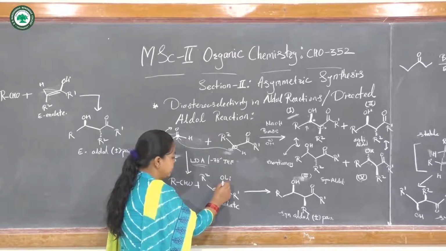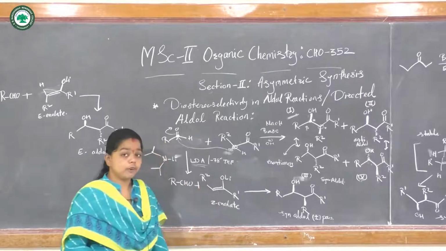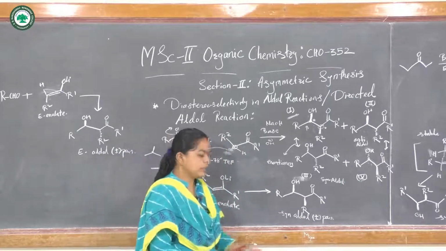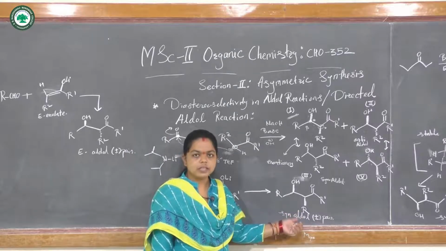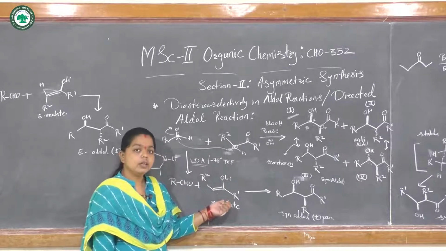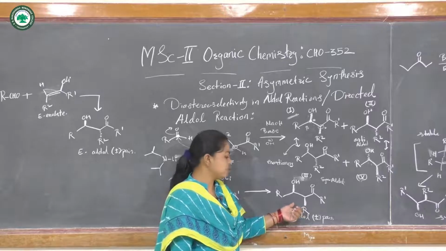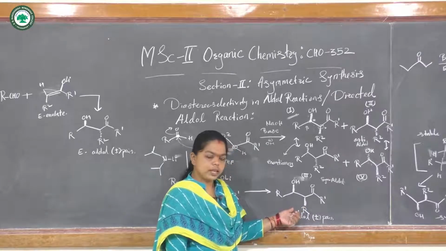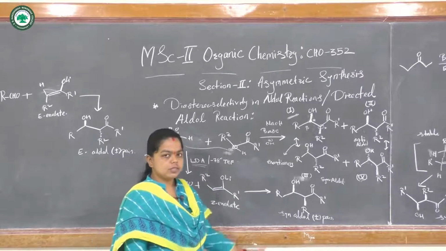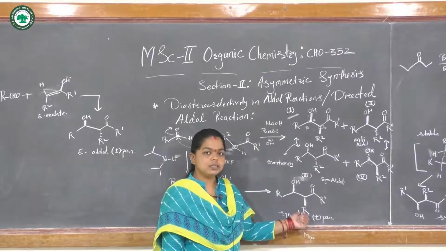This Z enolate reacts with the aldehyde, and it is found that this gives the syn aldol as the enantiomeric pair. This diastereomer is produced. When we use the Z enolate, we are selectively getting the syn aldol. So this is the diastereomer, and it exists as the plus-minus pair or the enantiomeric pair. So this is the racemic mixture of the corresponding enantiomers. So we are getting this single diastereomer.